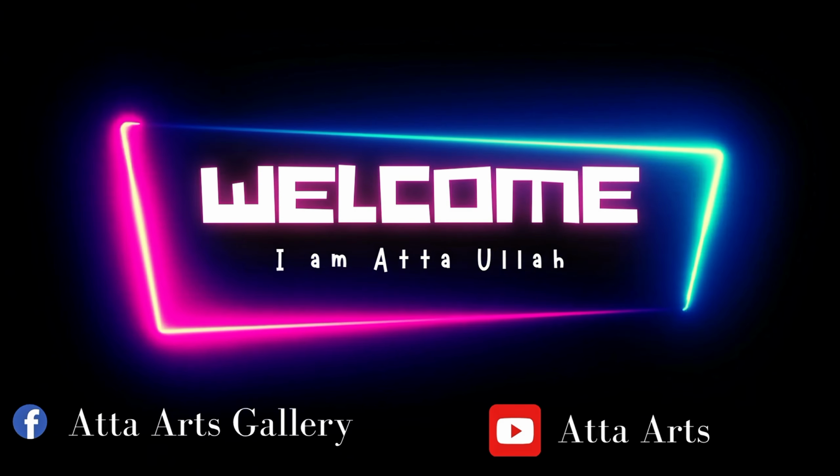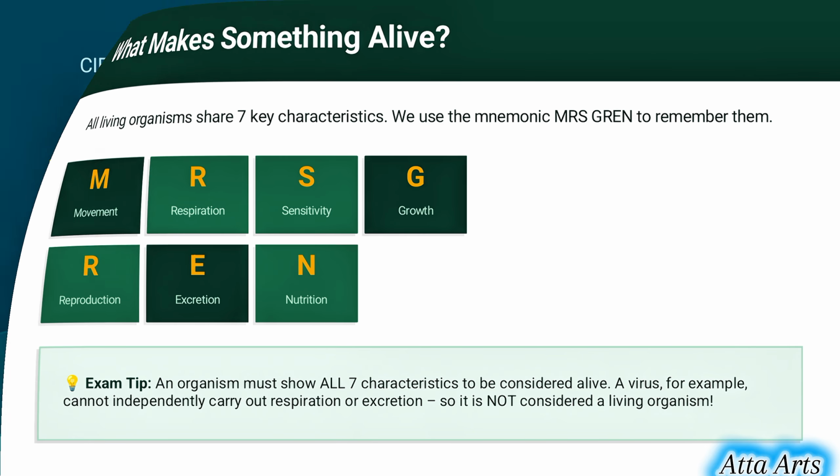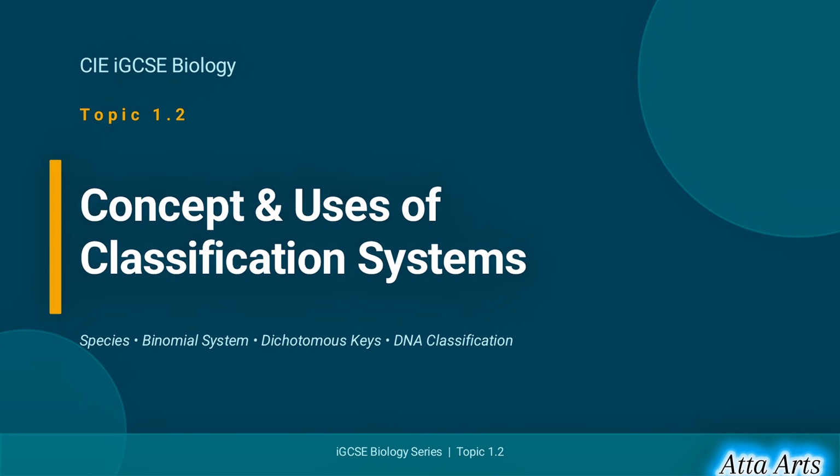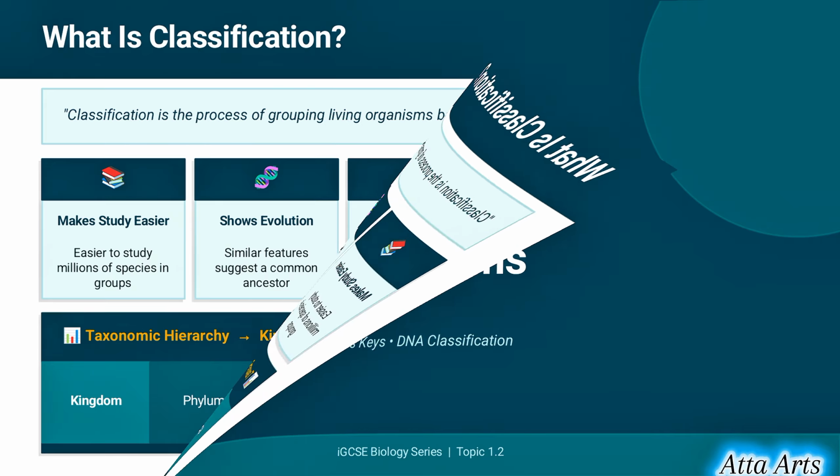In our last lecture we talked about what makes something alive. We learned the MRS GREN mnemonic and the 7 characteristics of living organisms. Today we move to topic 1.2 and this one is all about classification systems and their uses. We will learn how scientists organized all living things on earth into groups, how they name them, how they identify them, and even how they use DNA to understand which organisms are related to each other. There is a lot of interesting content here, so let us begin.